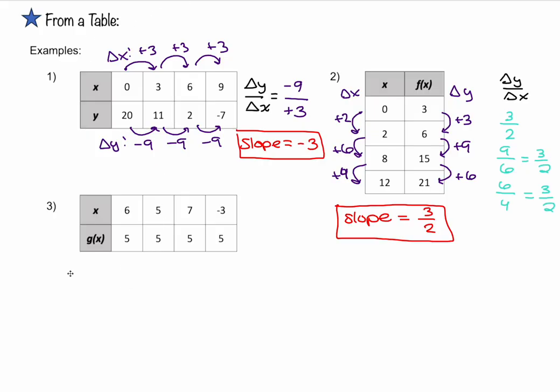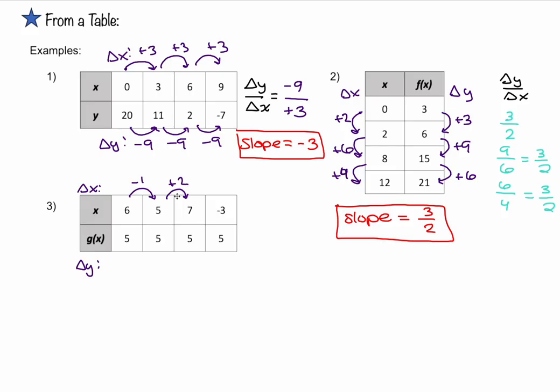If we look at example 3, it's another table of x and g of x. And again, g of x is still y. It's the y value of the coordinate, but of the graph of g. So it's just another way of showing a different type of graph. So as we do this, change in x is on top, and change in y is on the bottom of the table. So as we go, we're going to go from 6 to 5, which is negative 1. Then we're going to go from 5 to 7, which in this case is plus 2.